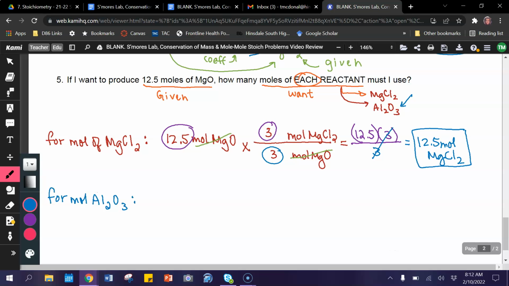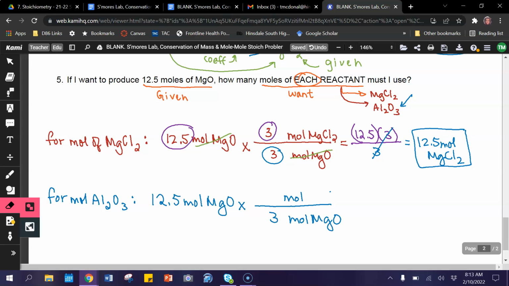So for moles of aluminum oxide, we start out with our given 12.5 moles of magnesium oxide times, I'm going to put moles of magnesium oxide on the bottom, and we already know that the coefficient there is 3, so I'm going to put a 3 there. And then on top, I put what I want, which is moles of aluminum oxide.